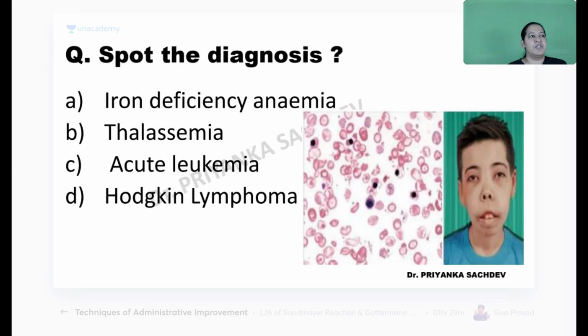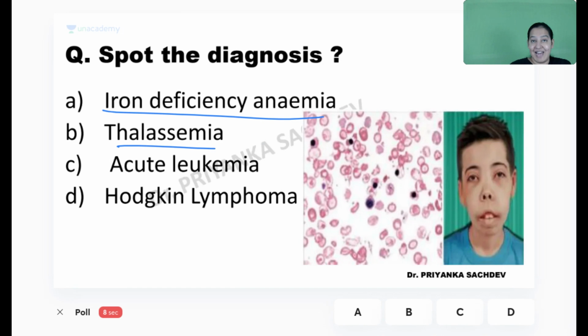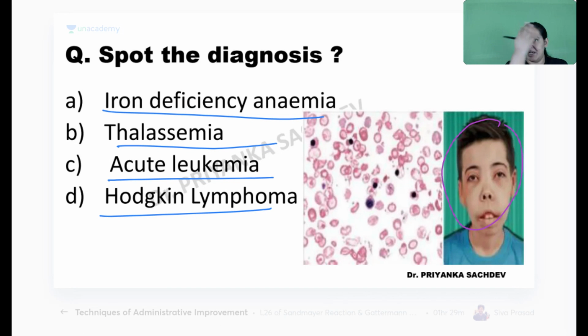The next question is in front of you. Very easy. Looking at the image, you will identify the abnormality. So what abnormality is the patient having? Does the patient have IDA? Thalassemia? Acute leukemia? Hodgkin's lymphoma? See the facial expressions, the facial features of the patient, and see the smear. In the smear also, very important findings are there.